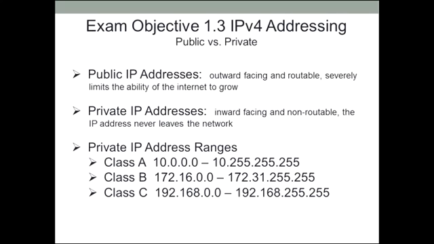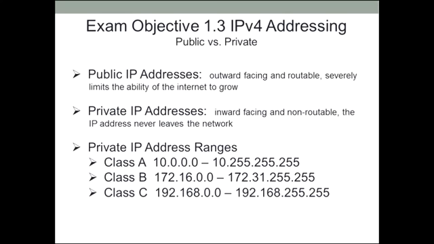Its range was 172.16.0.0 through 172.31.255.255. And finally, there's Class C private address range, and that's 192.168.0.0 through 192.168.255.255. Now I'm going to give you guys a tip here, something for you to remember.